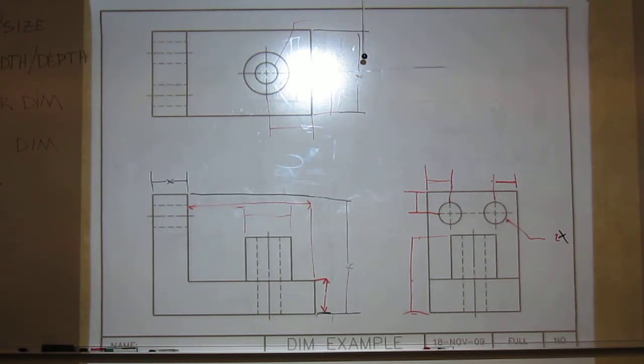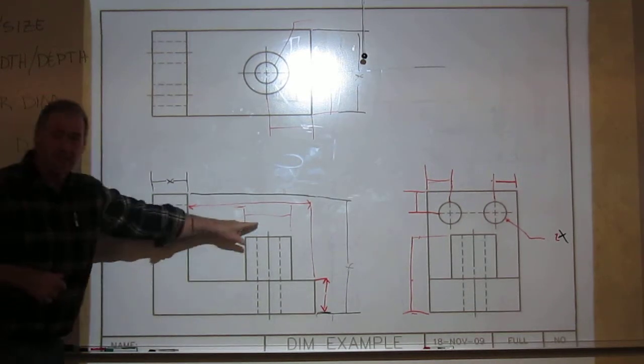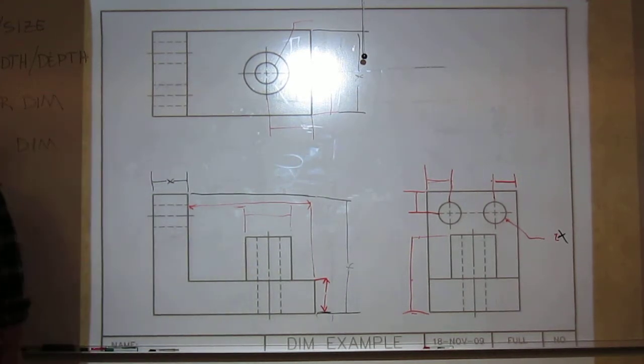Yes, Amy? So, you know how that cylinder is in the middle, kind of? How would we dimension that? Would we put one from one end to the other end and see that space, or would it be easier to do it on the top? That's what we're getting ready to deal with right now.